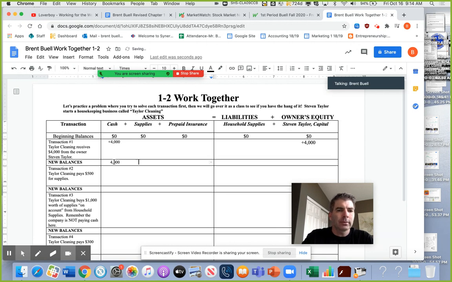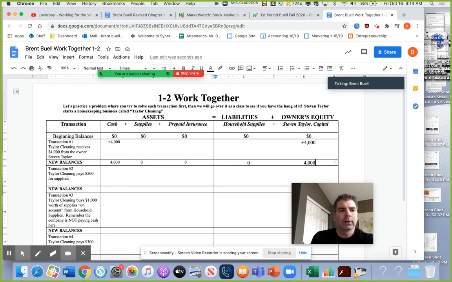For supplies, 0. For insurance, 0. Household supplies, 0. And then capital, 4,000. This is the part that takes so much time, just moving your mouse around. Okay, 4,000 here. Hopefully yours is much faster than mine. Okay, go to the second one. And again, just check 4,000 equals 4,000 when you add. Shouldn't be a problem there.